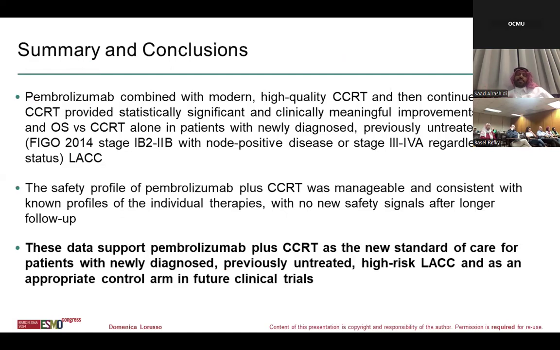So in summary, this is their own summary, taken from what was presented a few months ago. But if you need to give CCRT, especially for locally advanced disease, give the pembro, please. This is what is most important nowadays for adjuvant and radical treatment. Any questions so far about what we talked about? So the message is to give pembro with chemoradiotherapy if you are living in Riyadh.